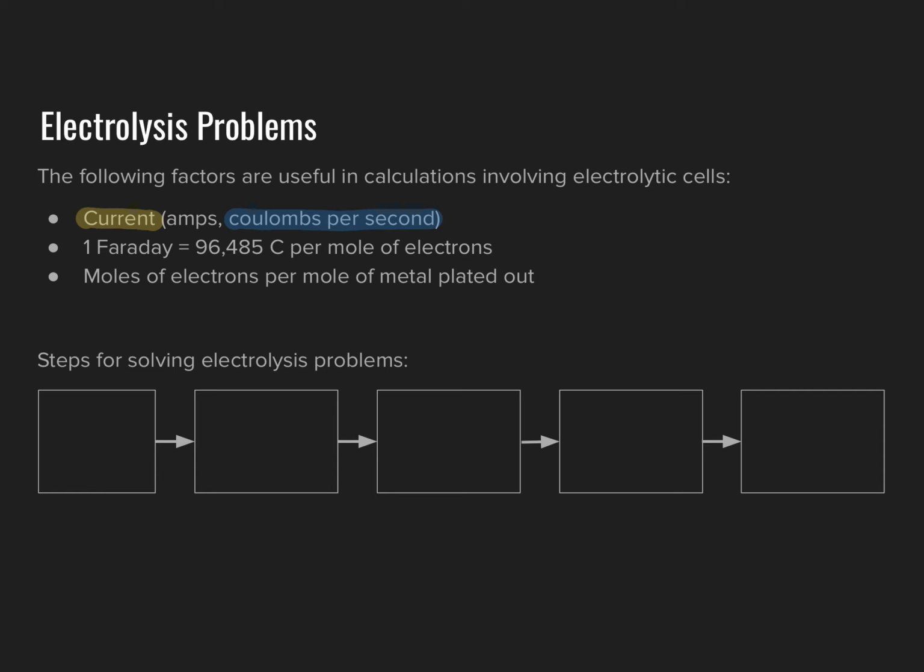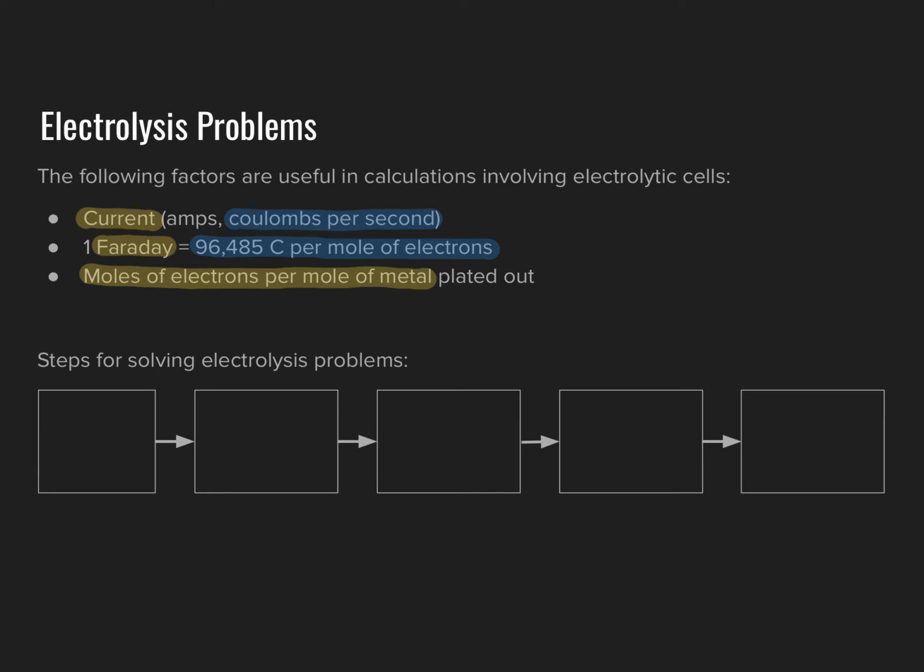Also useful here is to remember we gave you a factor of the defined value of the Faraday, which was the charge on a mole of electrons, that is 96,485 coulombs per mole of electrons. And also useful to us here is an understanding of the number of moles of electrons required per mole of the metal, which we say is plated out or reduced, forming a solid on the surface of our electrode.